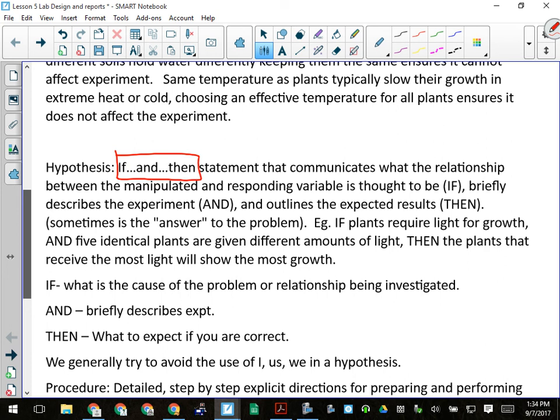All right. So as an example here, what we would say is, if plants require light for growth, because that's what we're saying, how does light affect plant growth? They require it for growth. So if plants require light for growth and 5 identical plants are given different amounts of light, then the plants that receive the most light will show the most growth. That's actually a fairly simplistic hypothesis, but I think it gives you the general idea here. Agreed? Okay. Just looking at the way I've worded that, am I going to be accepting this hypothesis after the experiment or rejecting it?